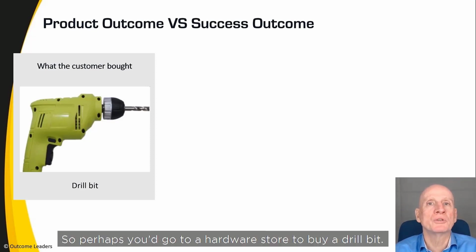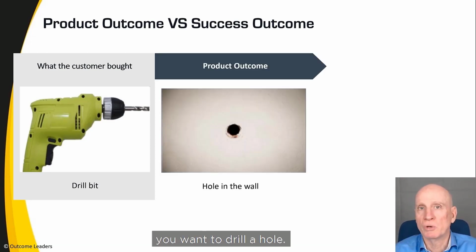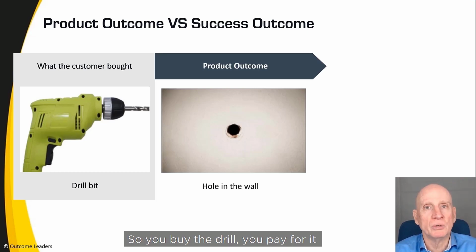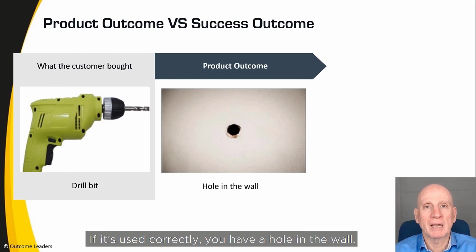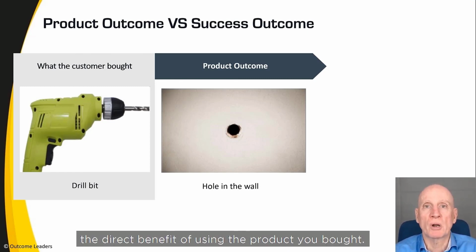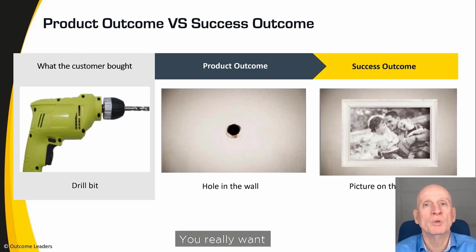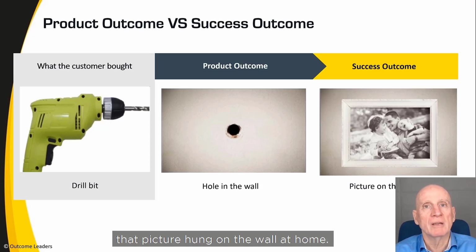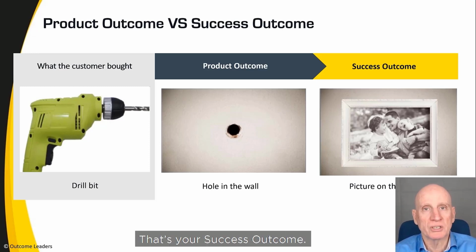So perhaps you'd go to a hardware store to buy a drill bit. The hardware store manager would know you don't want to own a drill bit, you want to drill a hole. So you buy the drill, you pay for it, you take it home and use it. If it's used correctly, you have a hole in the wall. That's a product outcome, the direct benefit of using the product you bought. But that's not what success looks like for you. You really want that picture hung on the wall at home. When it's up and looking great, then you feel success. That's your success outcome.